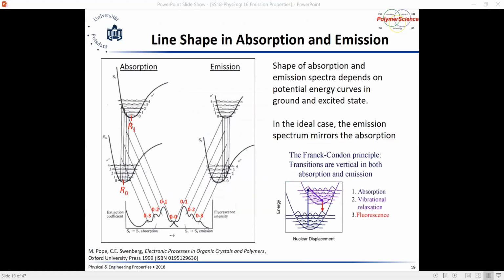Okay, so now we can talk about the emission spectrum. Just like absorption, emission's line shape is also determined from the excited and the ground state potential energies, and it's essentially the reverse. So in order for emission to happen, we always have to start the emission from the lowest vibronic level of the first excited state.